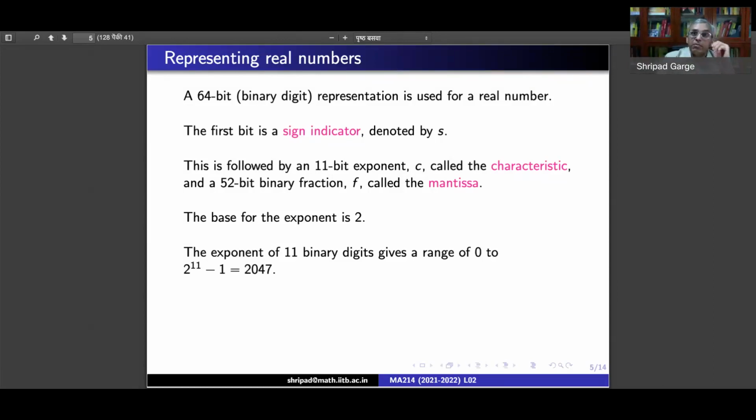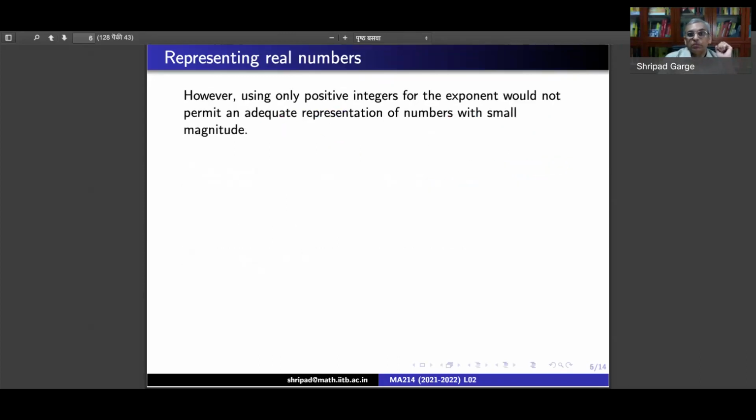But this will give you the numbers which have positive exponent. Right? So for the exponent, if you use only positive numbers, then we will not have an adequate representation. Remember, we are using a sign indicator so that we have both positive and negative numbers. So when you are using something for the exponent, it's also good to use negative numbers for the exponent. You should be able to have 2 power minus 5, for instance. Only 2 power 0 to 2 power 2047 are not useful. You should also be able to have 2 power minus 5 or 2 power minus 2022, for instance.